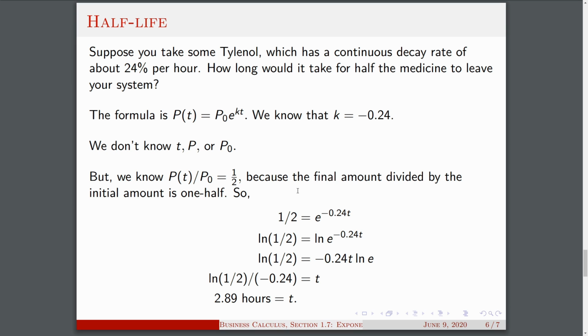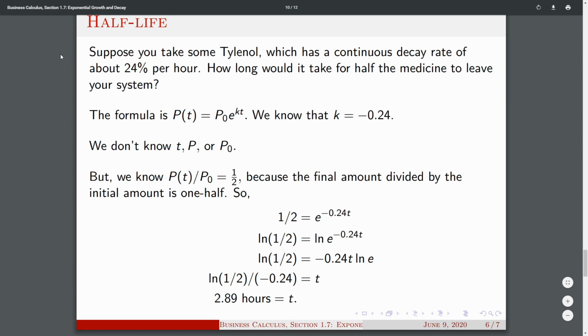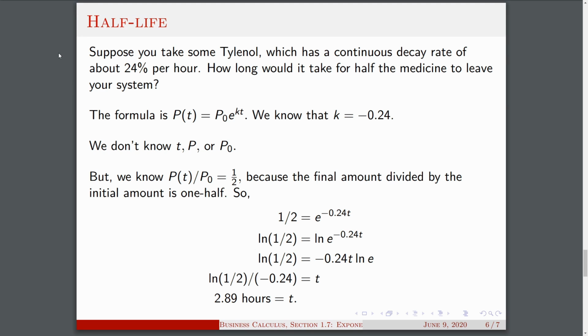Half-life is very similar to doubling time. We're finding a length of time that it takes for a function to decrease by 1/2. So we're not talking about decreasing by some amount. We're talking about it decreasing by a percentage.